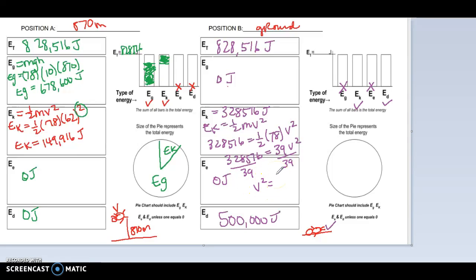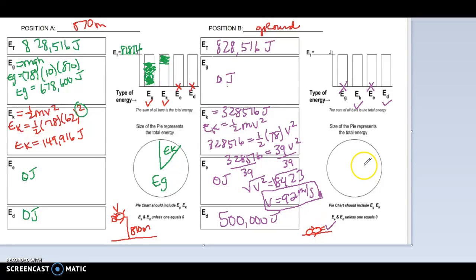328,516 divided by 39. Okay, that gives me 8423 for v squared. That seems awfully big. Okay, and then I'm going to take the square root of that, and I've got about 92, 91.77. 92 meters per second. That's pretty fast. Well, I guess that makes sense, right? If he's fallen from an airplane, that's pretty fast. Okay, so when he hits the ground, he's going to be going 92 meters per second.